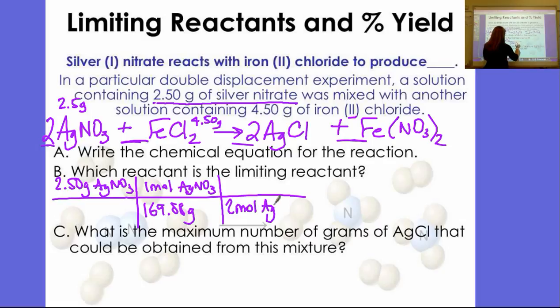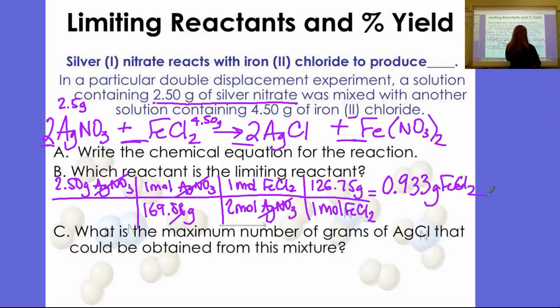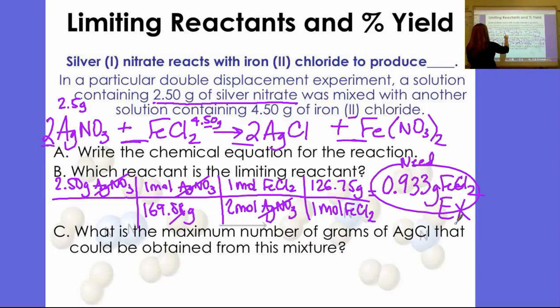Now for my mole ratio, which is 2 to 1. The 2 has to go on the bottom, because that's the number in front of silver nitrate. FeCl2 on the top, canceling. And then 1 mole of FeCl2, looking on the periodic table, is 126.75 grams. When I calculate that out, I get 0.933 grams, 3 sig figs, of FeCl2. This is my need. Comparing my need to my have, I have 4.5 grams. This is obviously my excess reactant. So if this is my excess here, silver nitrate must be my limiting reactant.